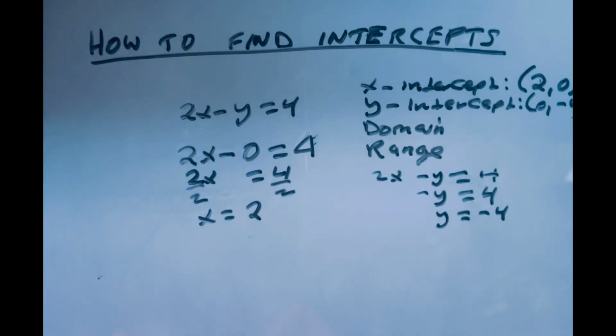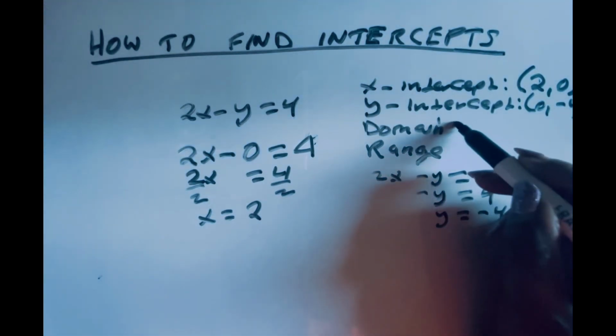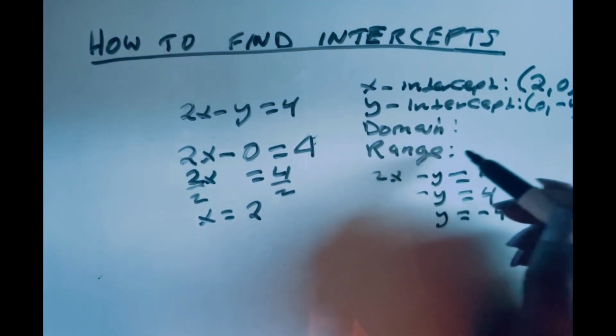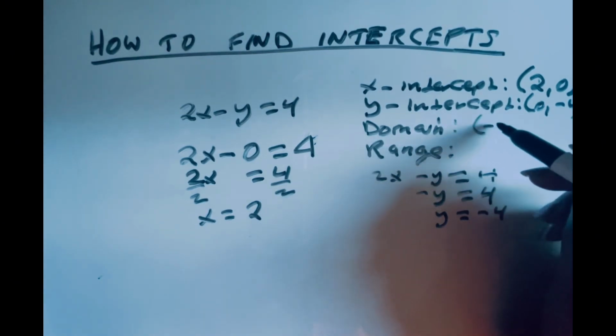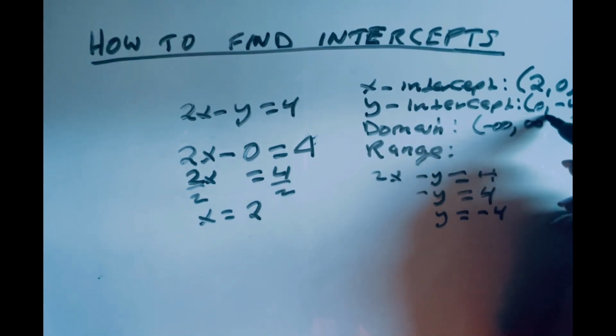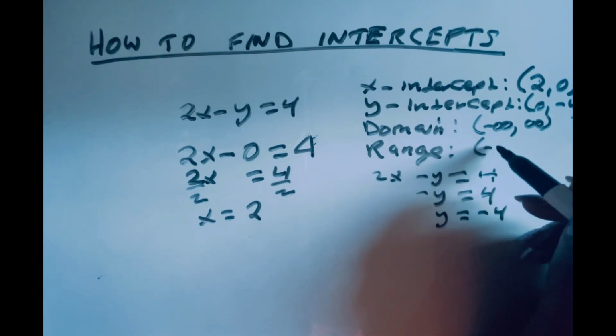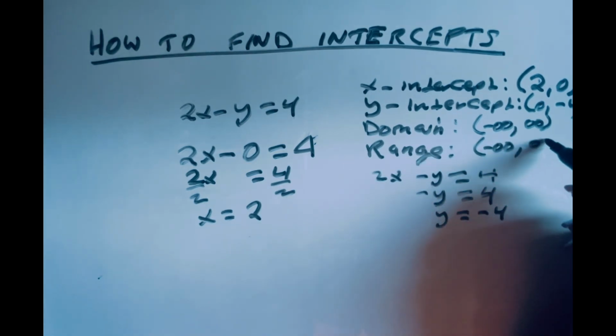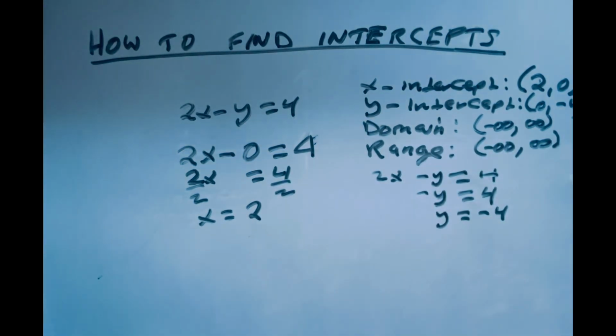Now, after determining that, we can find the domain. Of course, we would have to graph the equation, and since it's a straight line, I know that the domain will be negative infinity to positive infinity, and so will the range. But you can go ahead and check that to make sure by graphing it.